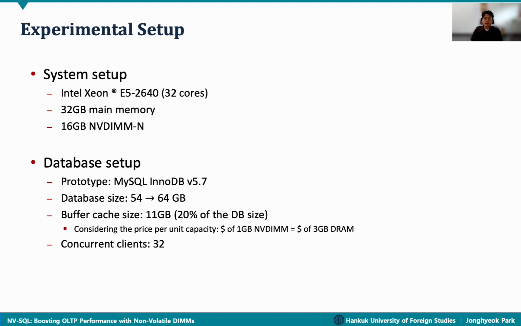We prototyped MVC-curl using the MySQL InnoDB engine on top of a server equipped with 16 GB NVDIMM and an SSD device. For evaluation, we use the TPC-C benchmark with a database size of 15.4 GB and set the buffer size at 20% of the DB size. We based our cost consideration on the premise that 1 GB of NVDIMM is equivalent in price to 3 GB of DRAM.